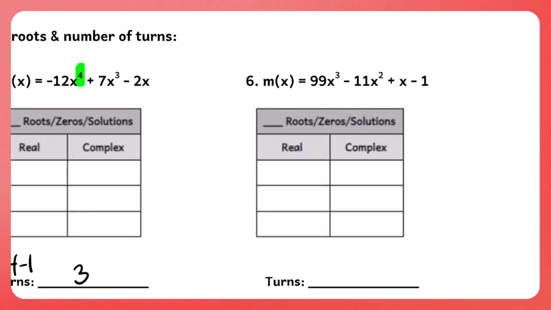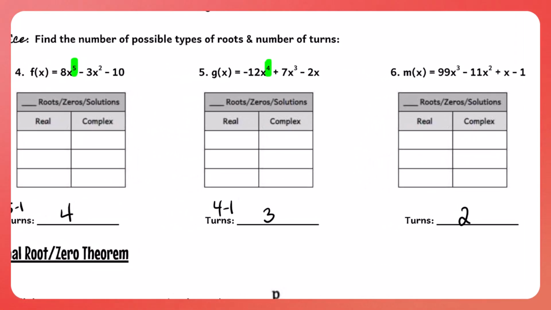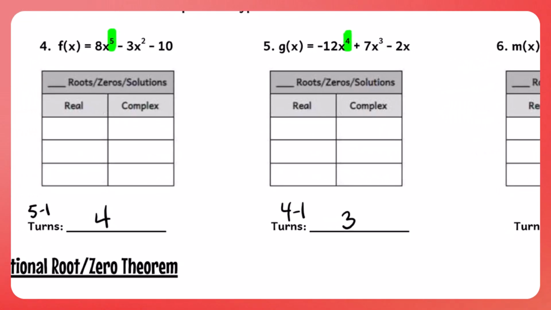So go and figure out the number of turns for number 6, all on your own. All right, how'd you do on that one? You should have gotten 2 turns for that. So whatever the degree is, it's always subtract 1, and that will give you the number of turns.